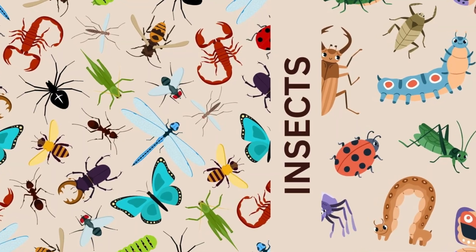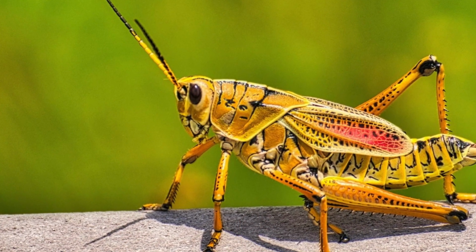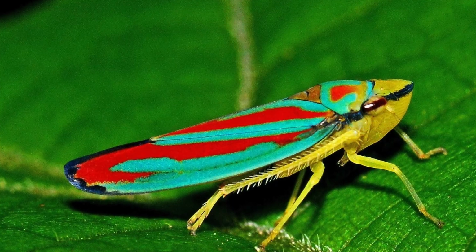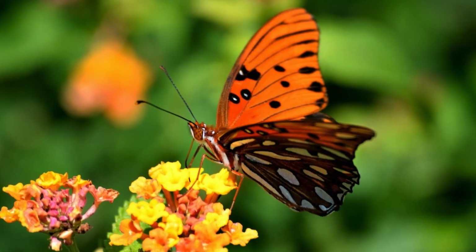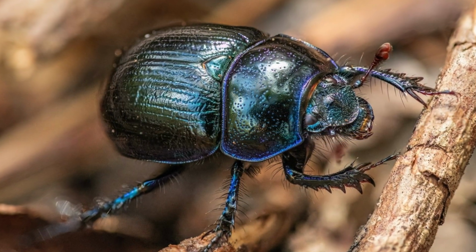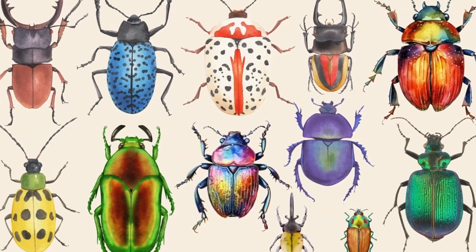Insects are the largest family of living animals on the earth, with millions of species. But some common ones you may know are beetles, butterflies, ants, and bees. Beetles have hard shells and come in many colors. They're one of the largest groups of insects.